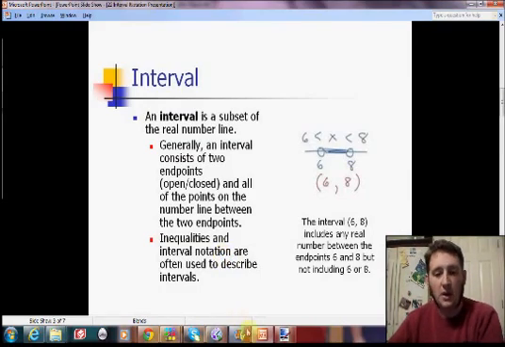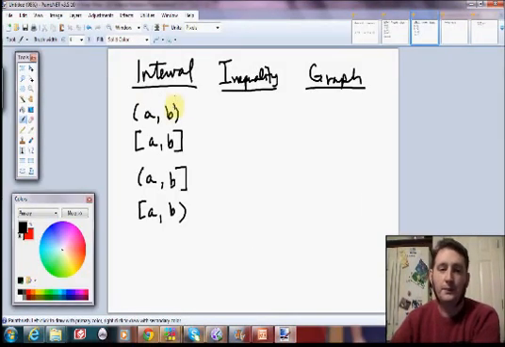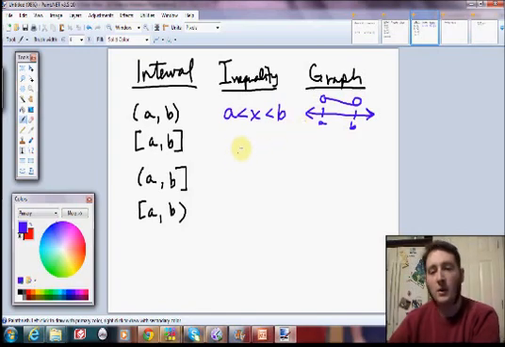Let me pause there. I don't want to go any further until we've looked at this. Here we go, just using arbitrary endpoints A and B. This interval is the same as this inequality, and it's the same as this graph. Open endpoints. Not a very good graph, but it'll work.